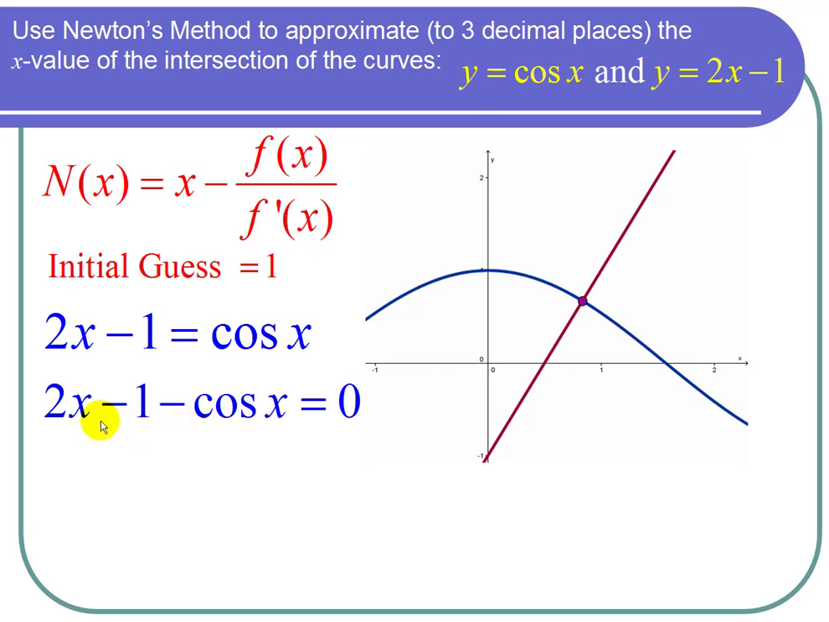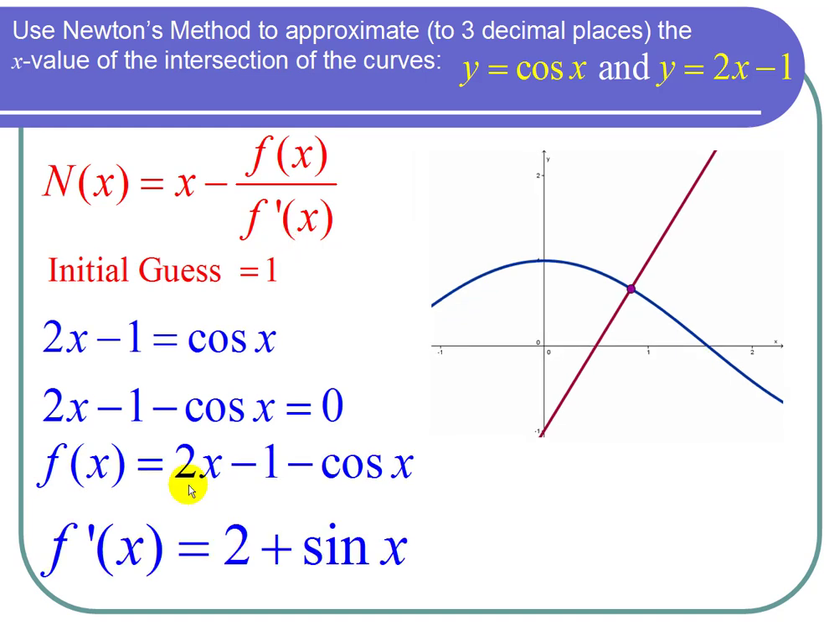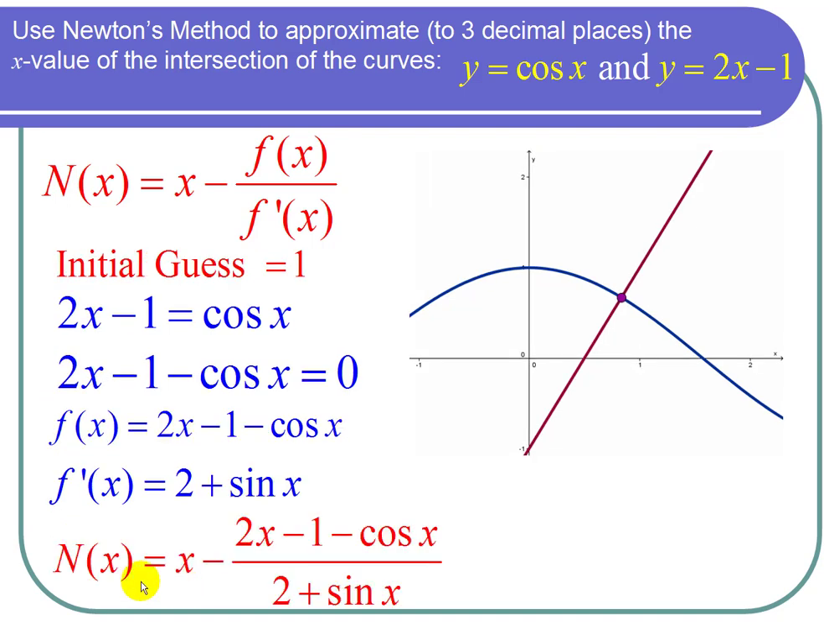So I'm going to allow f of x to be the left-hand side of this equation, 2x minus 1 minus cosine of x. I need f prime of x because it's in Newton's method formula. And f prime of x is the derivative. Derivative of 2x is 2. The derivative of cosine is negative the sine, so negative, negative the sine is plus the sine, and the 1 goes away. So at this point, I can plug it into Newton's method formula, and I know that the next value of x is going to be x minus f of x, here's f of x, over f prime of x, and here's f prime of x.